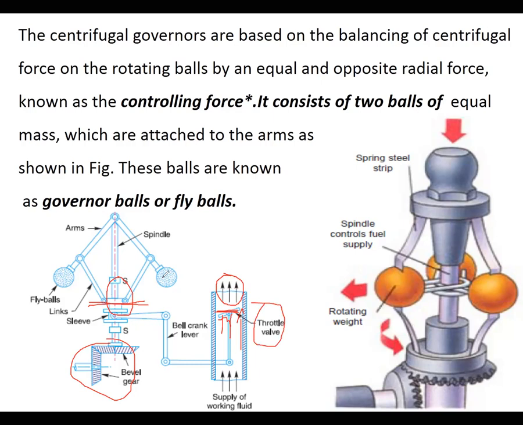In order to operate the throttle valve, the fly balls are used here. Why does the throttle valve have to operate here? To supply the fuel. Whenever a large amount of fuel is required, it will supply a large amount of fuel. When there is no load on the vehicle, less fuel has to be supplied. So in order to supply less fuel, the throttle valve will be operated by the centrifugal balls.